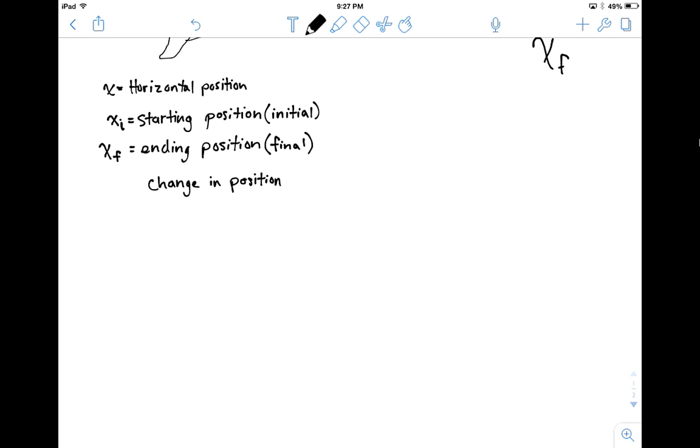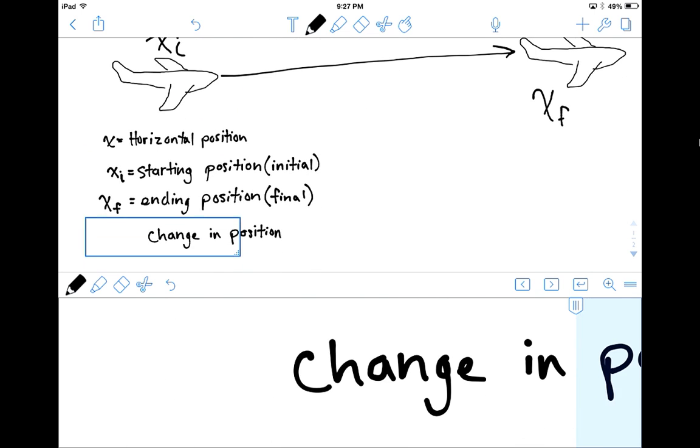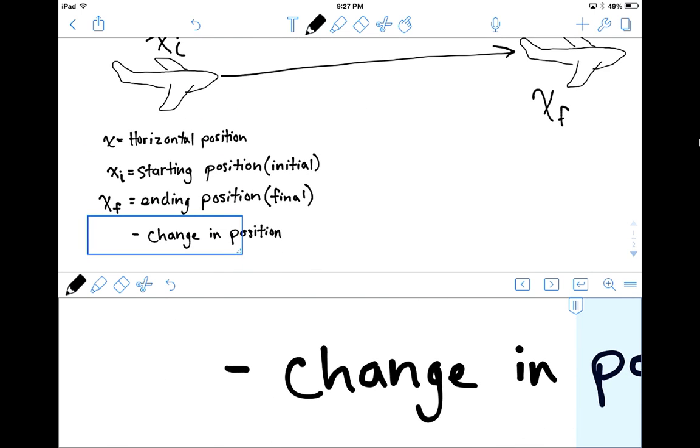All right. So I need to have some sort of notation now to describe what that change in position is. So what we're going to assign for change in position, now this is funky looking, all right? Delta x is change in position.